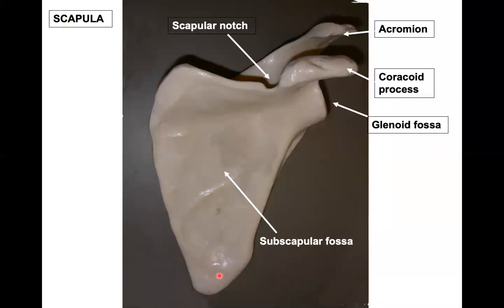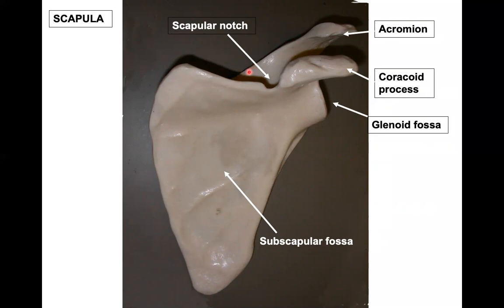This is the anterior view of the scapula. Notice that the spine is in the back. In the anterior view of the scapula, you have a single surface, and this single surface is referred to as the subscapular fossa. There is a muscle that covers this, called the subscapularis; you will learn about it in the muscular lecture.